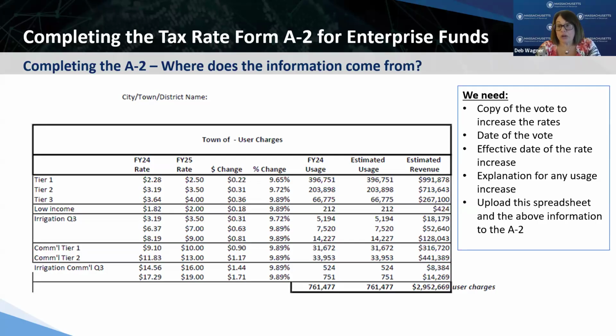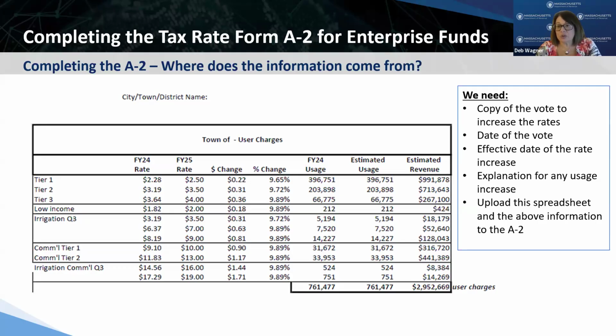Otherwise, we're looking for a rate increase, a voted rate increase. And so along with completion of this form, we'll be looking for a copy of the vote to increase the rates by whoever is responsible to do that in your community, if it's a vote of the select board or the council. We're going to look for the date of the vote and what the effective date of the rate increase is. And the reason we want that is we like to see the rate increase be effective July 1st.